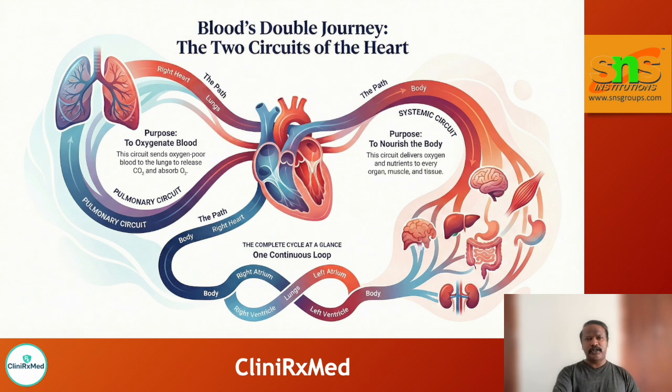This process happens in two distinct circuits. The pulmonary circuit has a single purpose: to oxygenate blood by sending it to the lungs to release carbon dioxide and absorb oxygen. The systemic circuit then takes over, delivering that oxygen and vital nutrients to every organ and tissue in the body. Together they form one continuous life-sustaining loop.